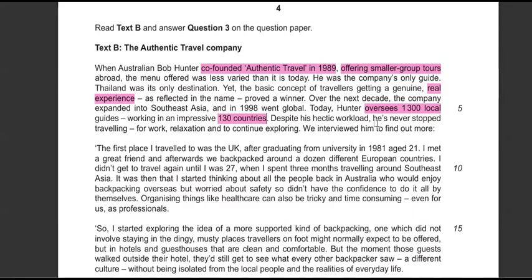Despite his hectic workload, he has never stopped traveling for work, relaxation, and to continue exploring. He was interviewed to find out more.